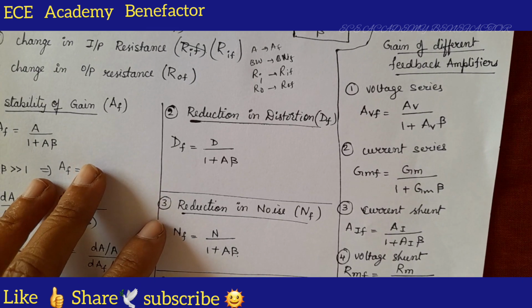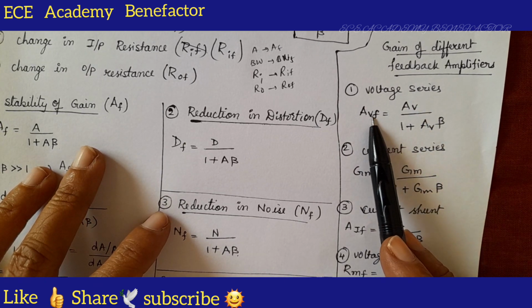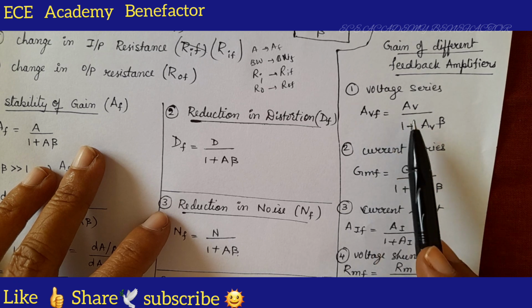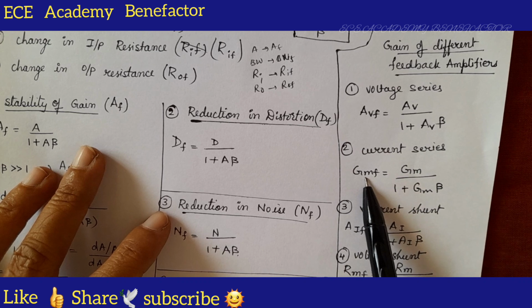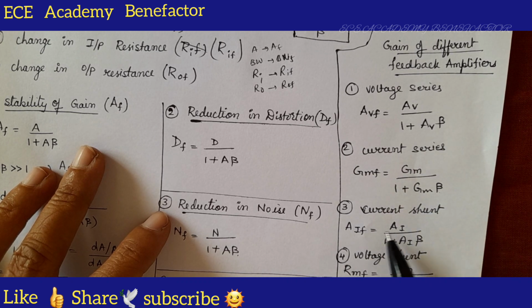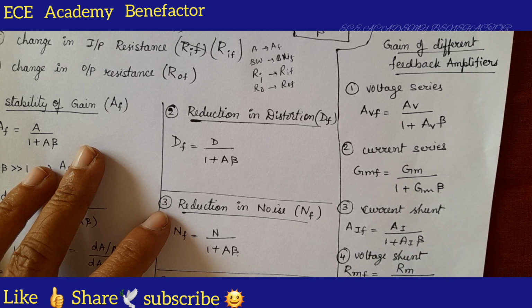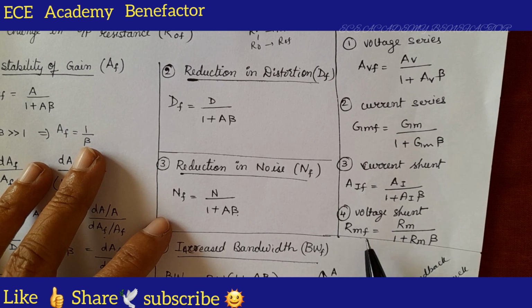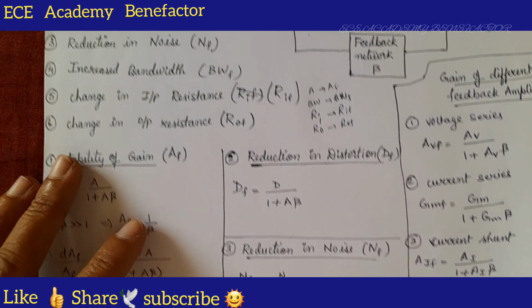These are the gain equations of different feedback amplifiers. For voltage series, the gain is AVF is equal to AV by 1 plus AV beta. For current series, it is GMF is equal to GM by 1 plus GM beta. For current shunt, it is AIF is equal to AI by 1 plus AI beta. For voltage shunt, it is RMF is equal to RM by 1 plus RM beta. So these are the different feedback amplifier gains.